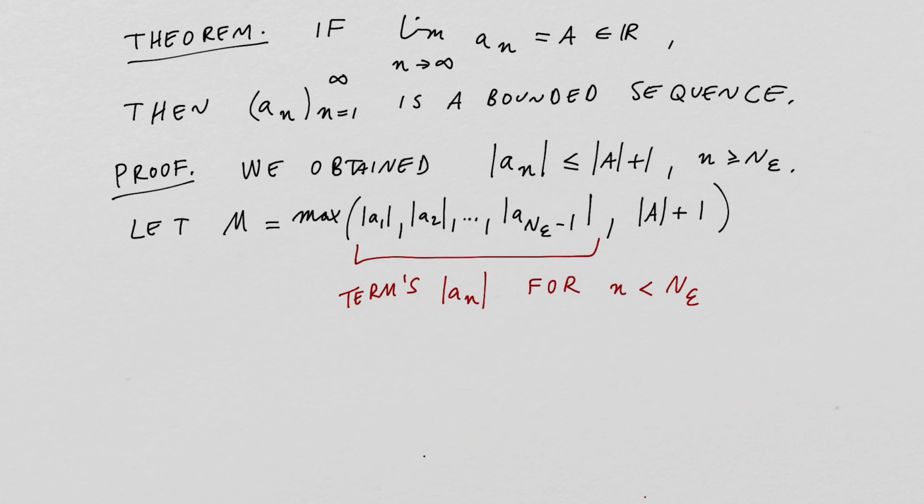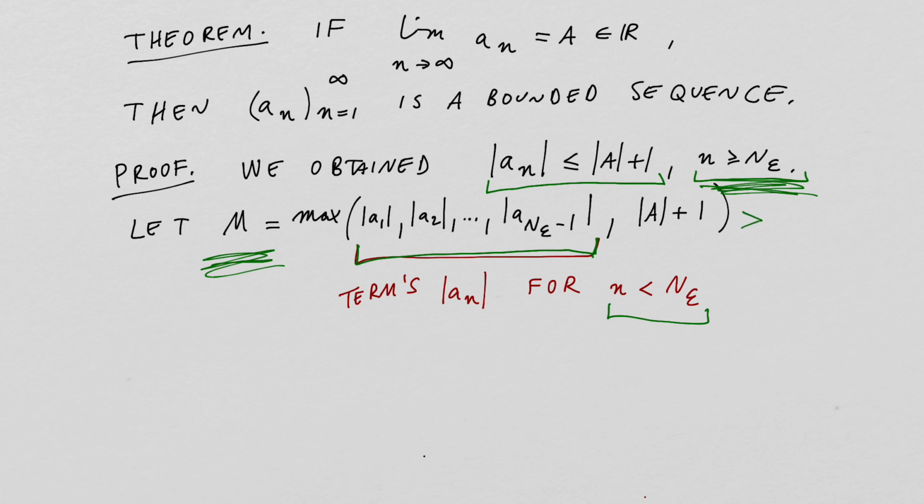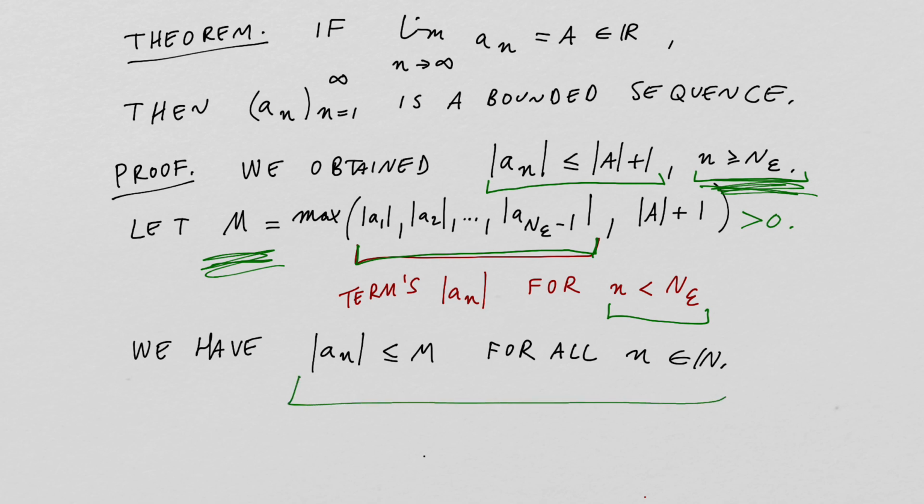We obtained this useful inequality for n's larger than n epsilon. And let's take the maximum of these absolute values where n does not satisfy our condition. Now this number capital M defined in this way is larger than 0. Now we obtain that a_n's are less than M for all n, so the sequence is truly a bounded sequence.